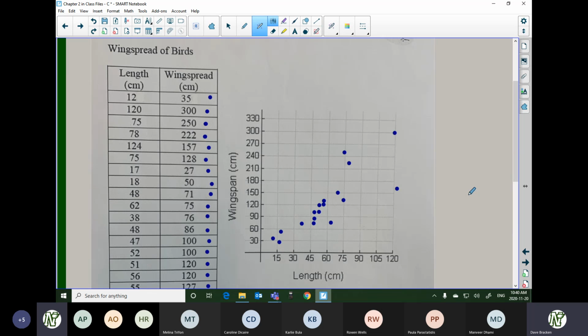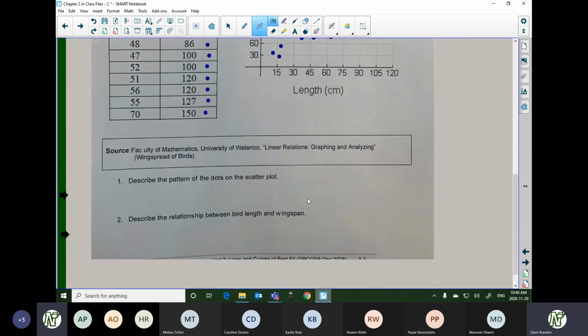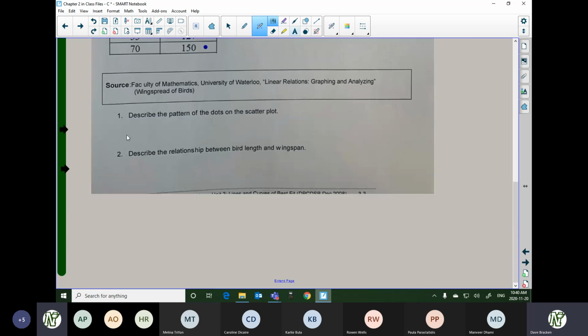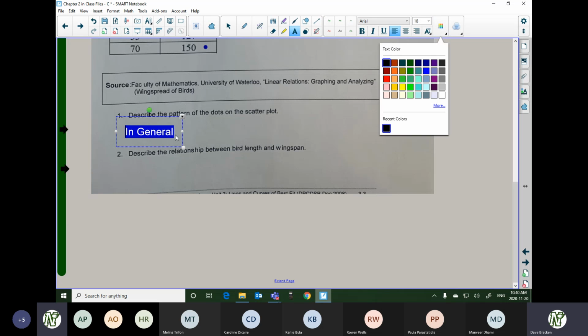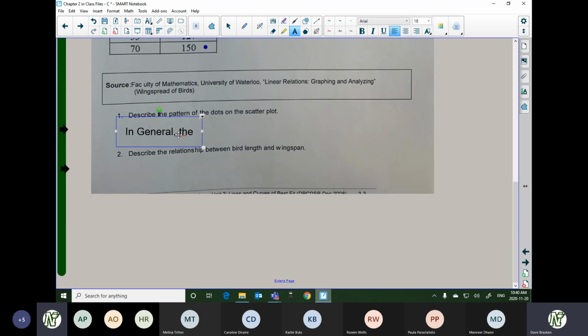Bigger the bird, bigger the wingspan. Yeah, and that makes sense. The taller the bird, the wider the wingspan. So let's just answer those two questions down here. So describe the pattern in the dots in general. Let me just switch this so it's easier to read. So in general, the dots rise to the right. That's basically what's going on there.